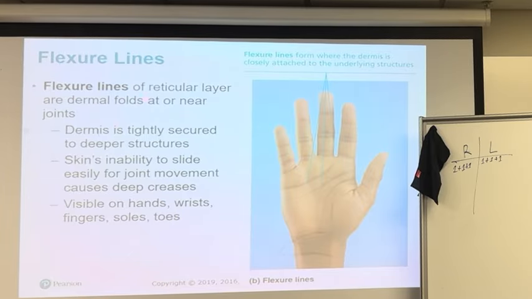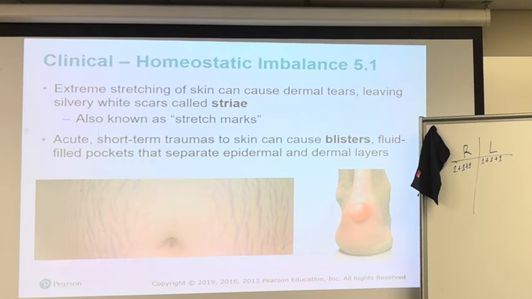So where is it coming from? Also coming from the reticular layer are the dermal folds at or near the joints. These are the folds near the joints. However, if you stretch your skin so much, what can happen? That usually happens a lot with pregnant women. Whenever they're pregnant, due to a lot of stretching, they can have a stretch mark.